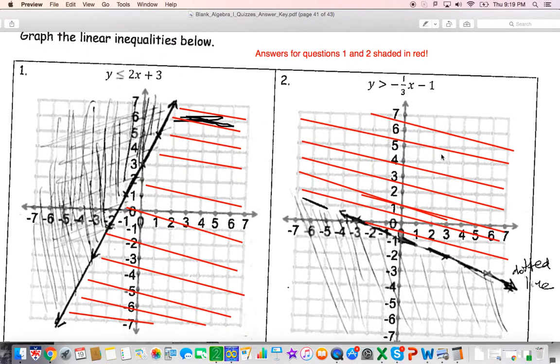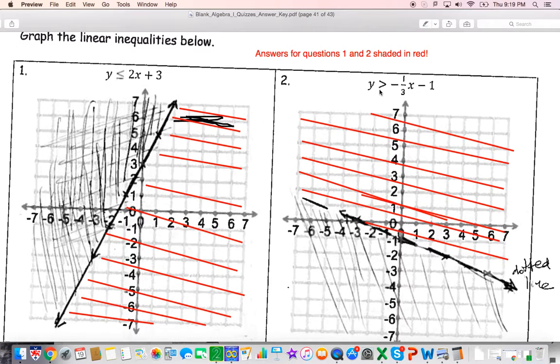All right, so we can go ahead and try that again. As you can see here, now there is no or equal to. So we're going to have a dotted line when we have no or equal to. So the line y is equal to this doesn't count, but we still do have to draw that line.